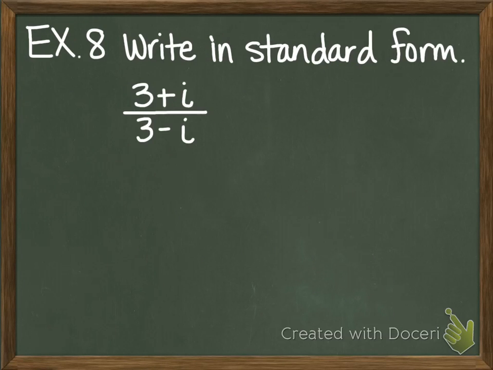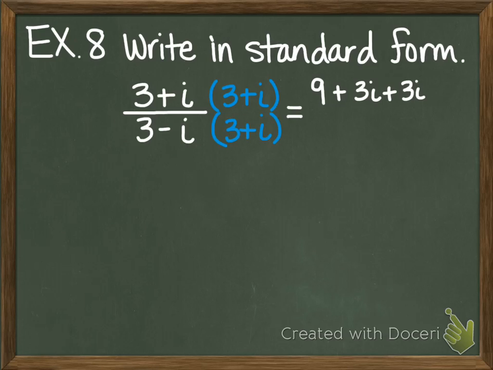So for example, number 8. I have 3 plus i divided by 3 minus i. So it's considered improper to have imaginary numbers in the denominator. So to get rid of the imaginary numbers, we're going to multiply by the conjugate of the denominator on the bottom, and whatever I do to the bottom, I have to do to the top. So we're going to FOIL the top and FOIL the bottom, and then simplify. So when I FOIL the top, first, 3 times 3 is 9. Outside will be 3i. Inside 3i. And last, i squared.